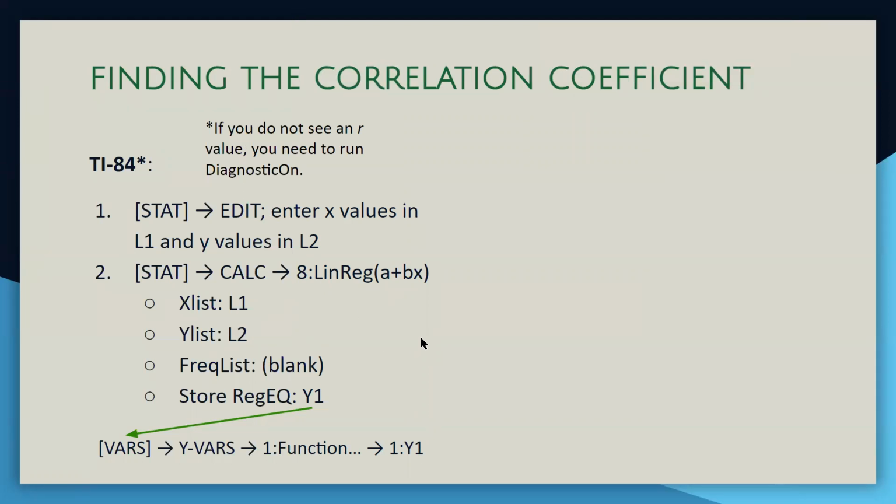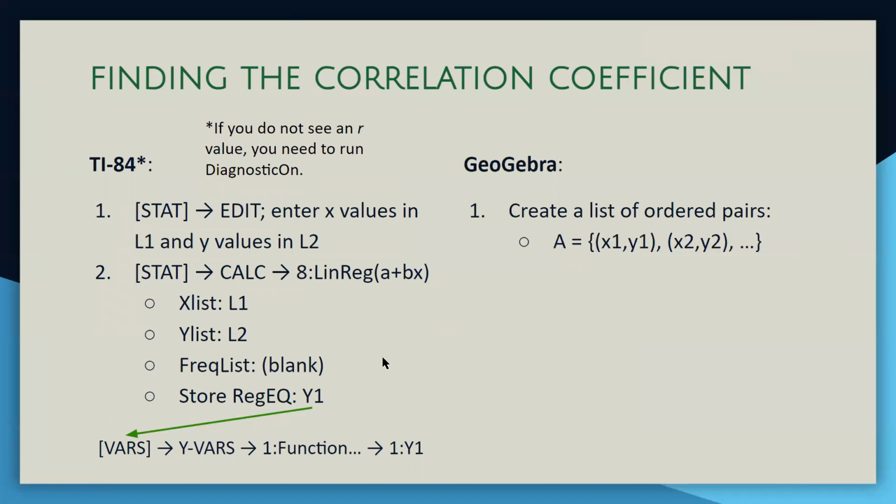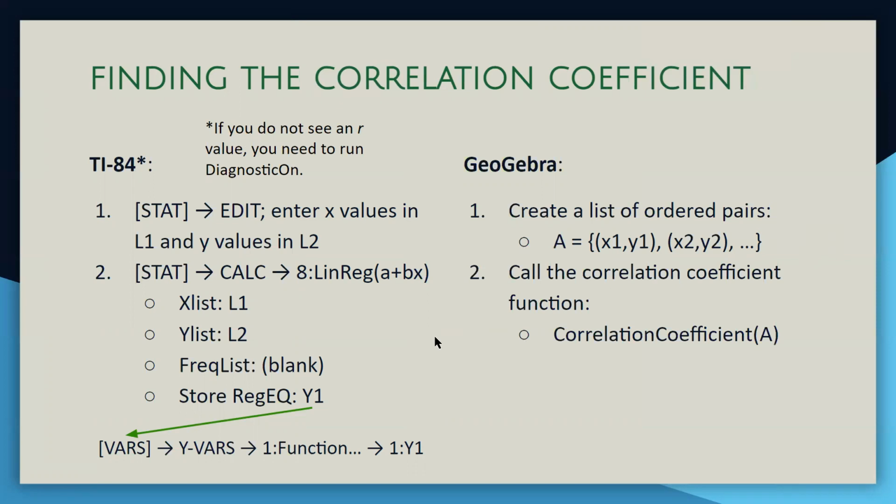For GeoGebra, a little bit more direct. You create a list of ordered pairs, just like you would for the fit line. Curly brackets around the list, and then each point as an ordered pair. And then you're going to call the correlation coefficient function, which is CorrelationCoefficient. So CorrelationCoefficient, and then your list name.